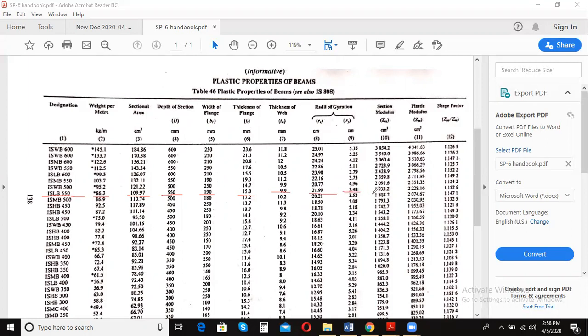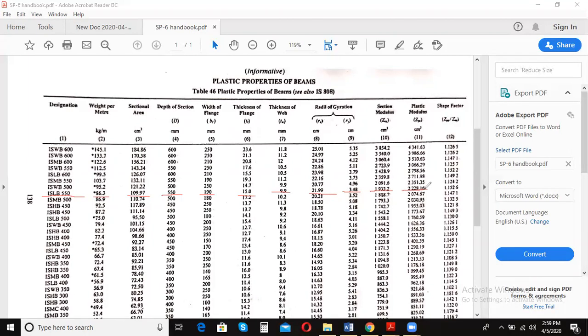Now you have the section modulus values. Section modulus, this is elastic section modulus, which we don't require. We require the plastic section modulus. Okay. See, the plastic section modulus value is how much? 2228.16. And what is our required plastic section modulus? It is 2006.3, I guess, centimeter cube.